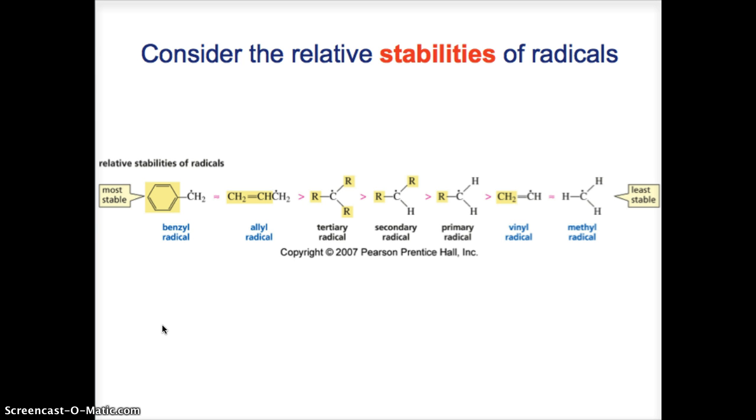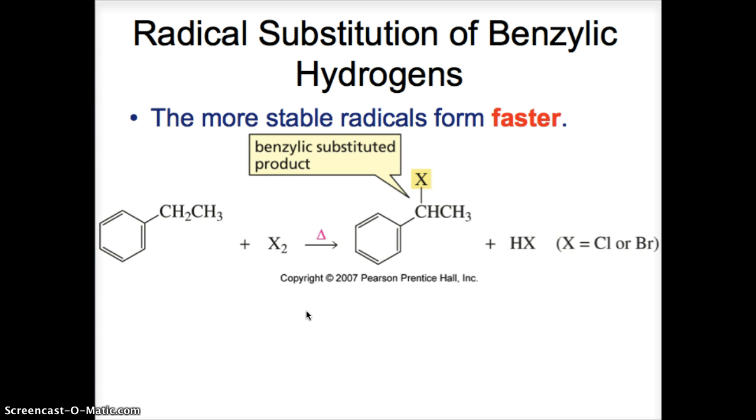So benzyl and allyl radicals are shown to be more stable than alkyl radicals. Again, this is because their unpaired electrons are delocalized. Remember, electron delocalization increases stability of a molecule, just in general. The more stable a radical, the faster it will be formed. So a hydrogen bonded to a benzylic carbon or an allylic carbon will be substituted in a halogenation reaction before other hydrogens. The more stable radical forms faster, of course, as we just said.